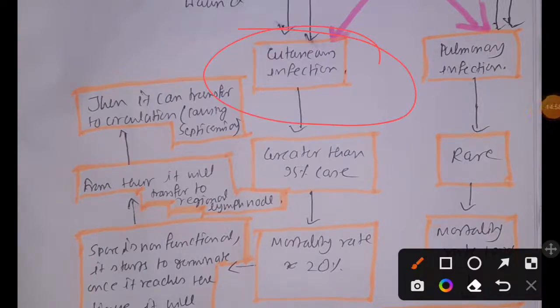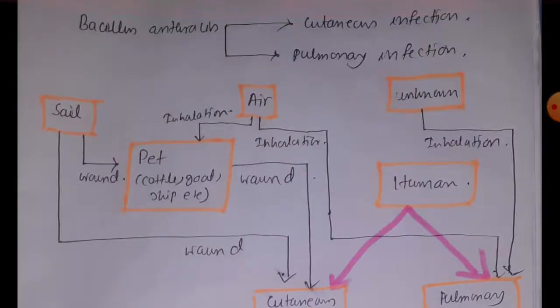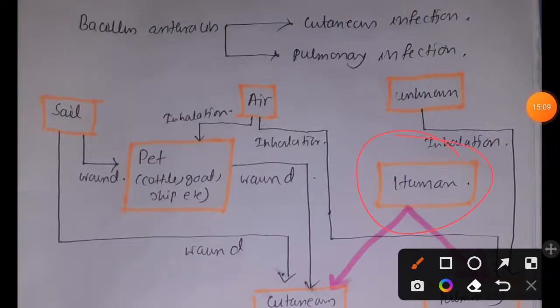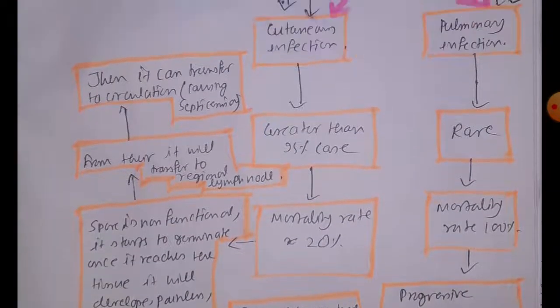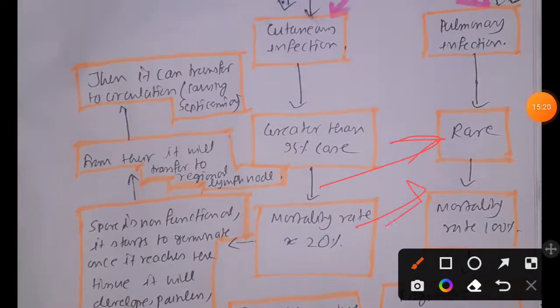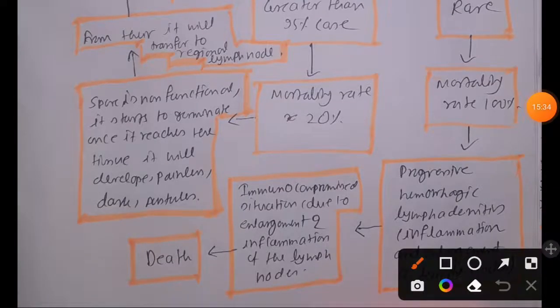Here you may develop painless dark pustules or septicemia. In another condition, where a human directly inhales the Bacillus anthracis spores, or inhales them from some unknown source, they will develop pulmonary infection, which is the rarer one, and where the mortality rate is about 100%. That will cause lymphadenitis, that is enlargement and inflammation of the lymph node. That will cause an immunocompromised situation and facilitates the death of the organism.